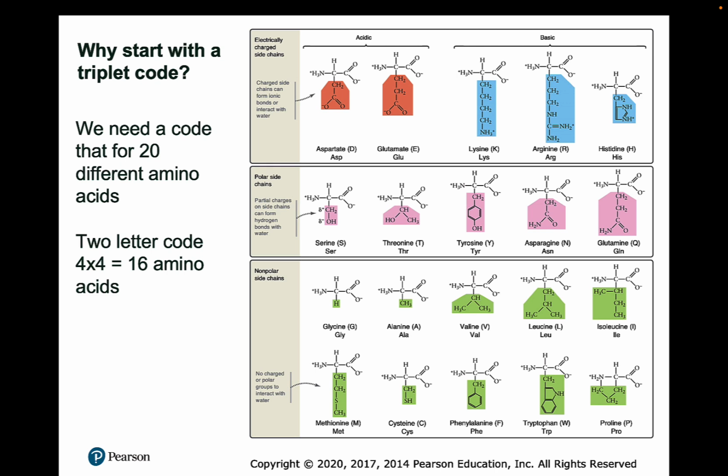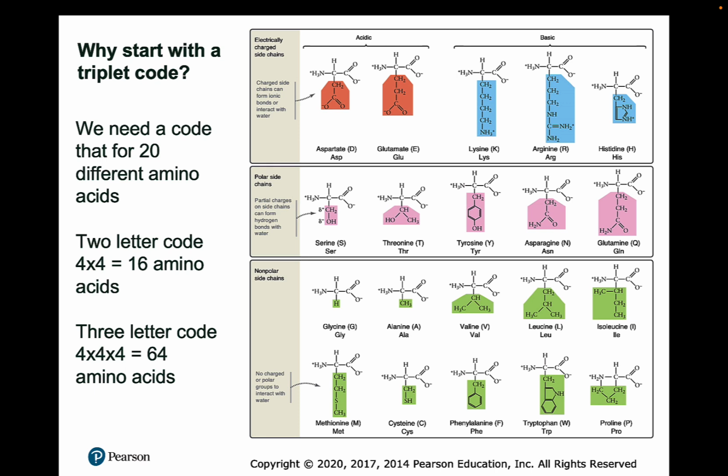So you'd have a 1 in 4 chance of an A, T, C, or G, and another 1 in 4 chance of A, C, T, or G. And so you just multiply those together to get the number 16. So that didn't make sense because we needed to reach 20 amino acids.